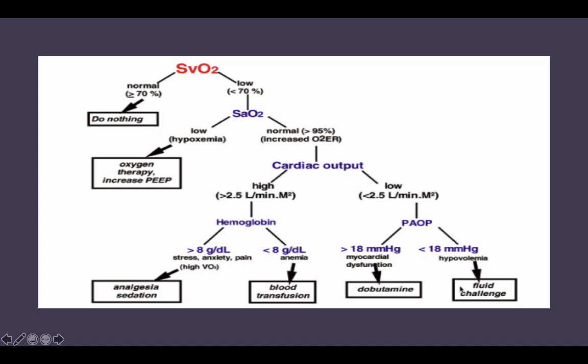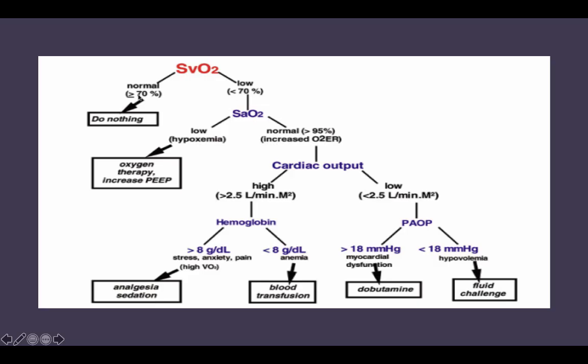Well, I've got 1, 2, 3, 4 options that are very dissimilar from one another. Dobutamine versus fentanyl, analgesia, are two very different paths to take. So which path are we going to take? Well, we can start with SvO2 and SaO2, right? So we can start with our supply and our demand.